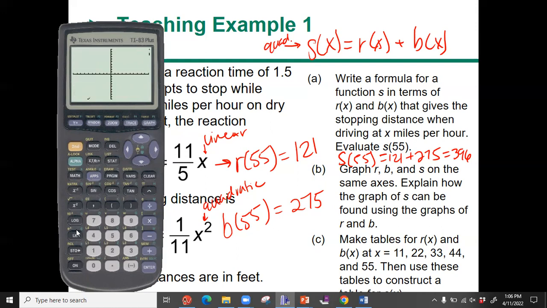If I hit graph, it's going to draw a part of the curve. Now I want to look at the table, and it's giving me values for my table: 11, 22, 33, 44 and 55. To change my table so I only see those values, I'm going to hit second, table set, and I switch from auto to ask. So now I can create a table that shows those values. So we have 11, 22, 33, 44, 55.